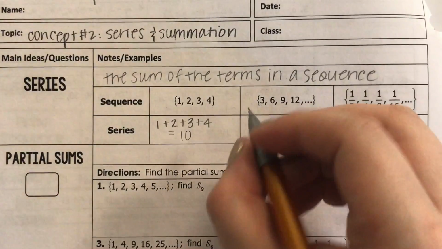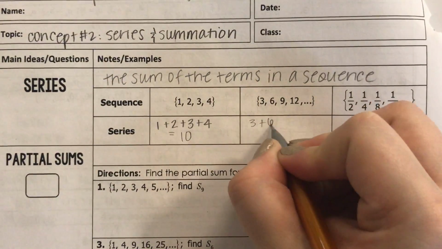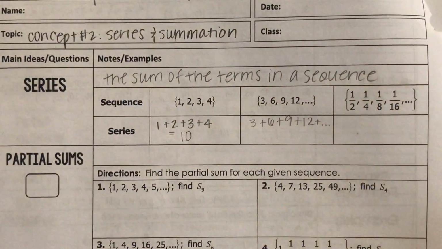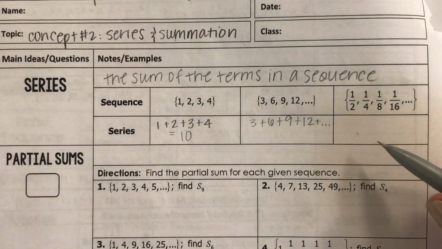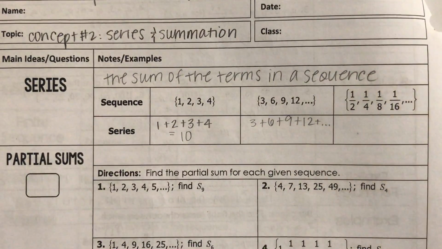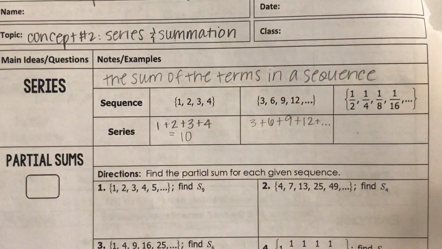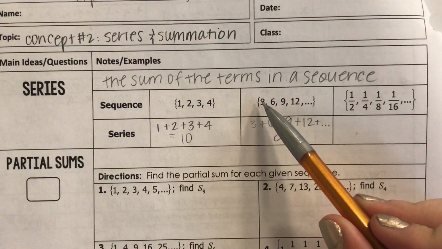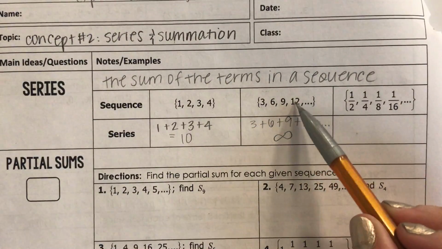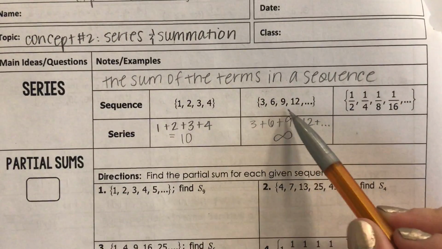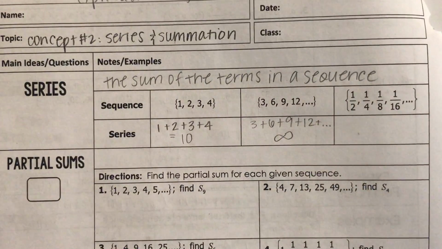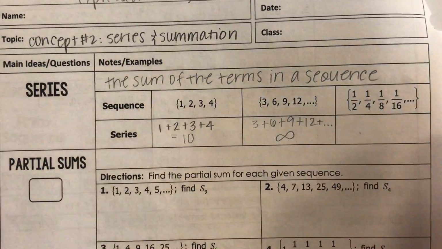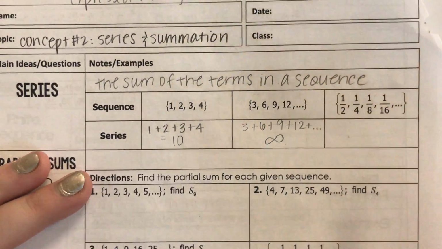This one, 3 plus 6 plus 9 plus 12 plus on and on forever. If it goes on and on forever and I keep adding more and more numbers that are bigger, that goes on until infinity. I can't add, because all of these are bigger than 1, and they're bigger than the last one, I'm going to keep adding and getting a bigger and bigger number up until infinity. Okay, so whenever you have whole numbers like this, you keep adding, that's infinity.